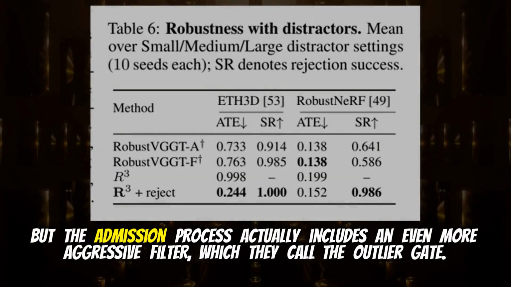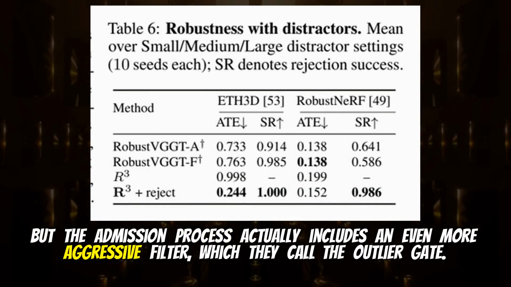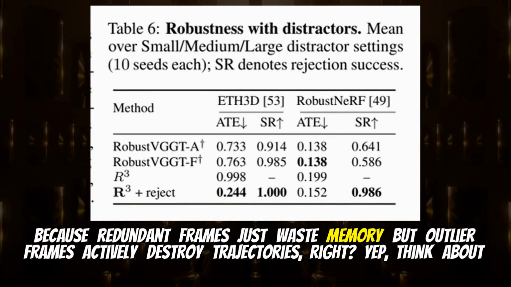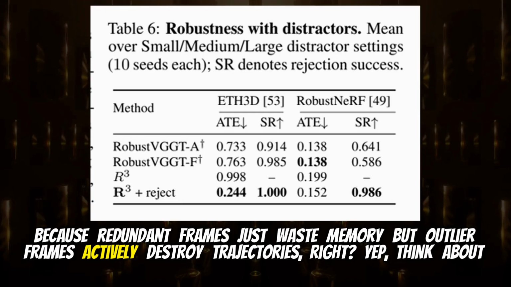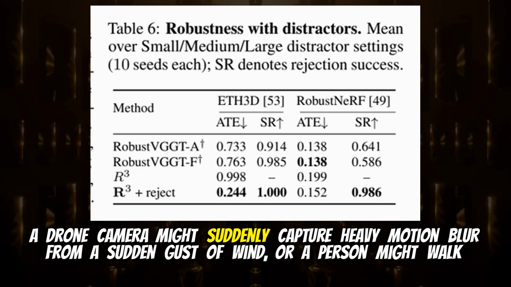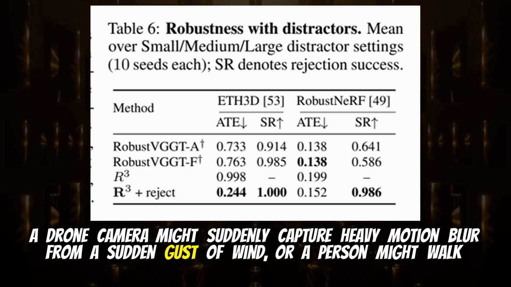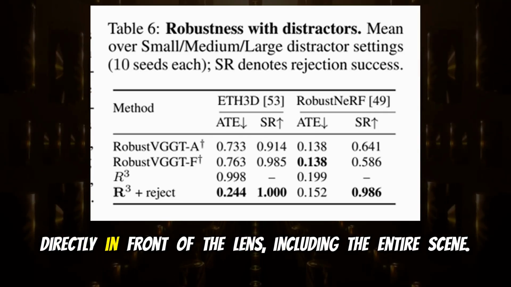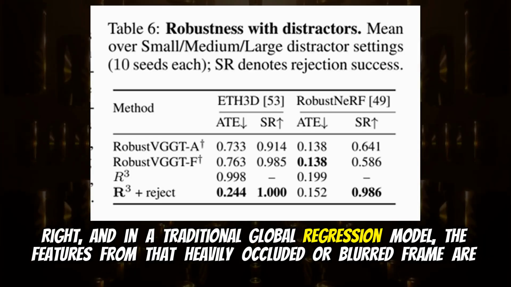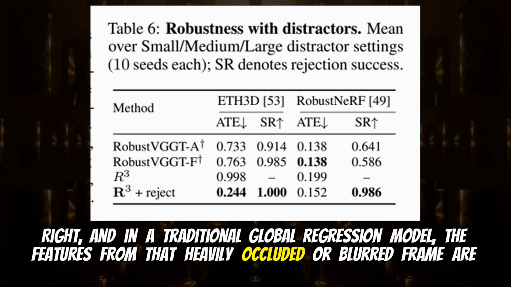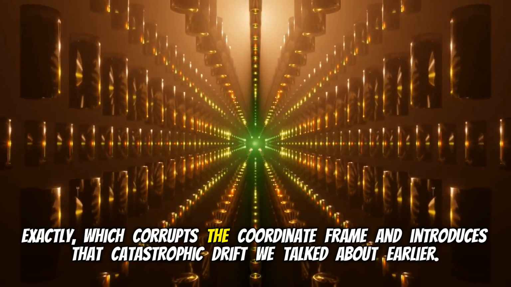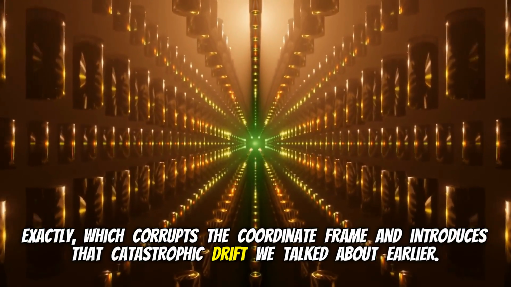Brilliant. But the admission process actually includes an even more aggressive filter, which they call the outlier gate. Because redundant frames just waste memory, but outlier frames actively destroy trajectories, right? Yep. Think about it. A drone camera might suddenly capture heavy motion blur from a sudden gust of wind, or a person might walk directly in front of the lens, occluding the entire scene. Right, and in a traditional global regression model, the features from that heavily occluded or blurred frame are permanently embedded into the global state. Exactly, which corrupts the coordinate frame and introduces that catastrophic drift we talked about earlier.